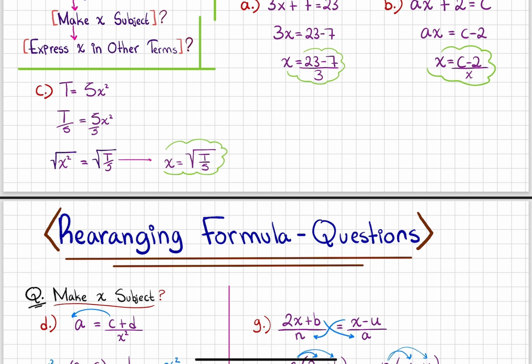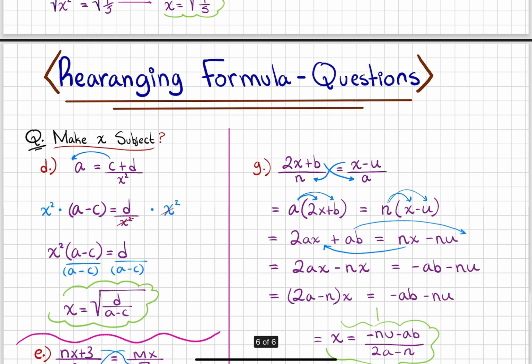Example C: t is equal to 5x squared. You have to make x a subject, so divide both sides by 5. So x squared is equal to t over 5. Now you have to remove the square from x squared, so take the square root of both sides. The square and root cancel each other out, so x is equal to the root of t over 5.